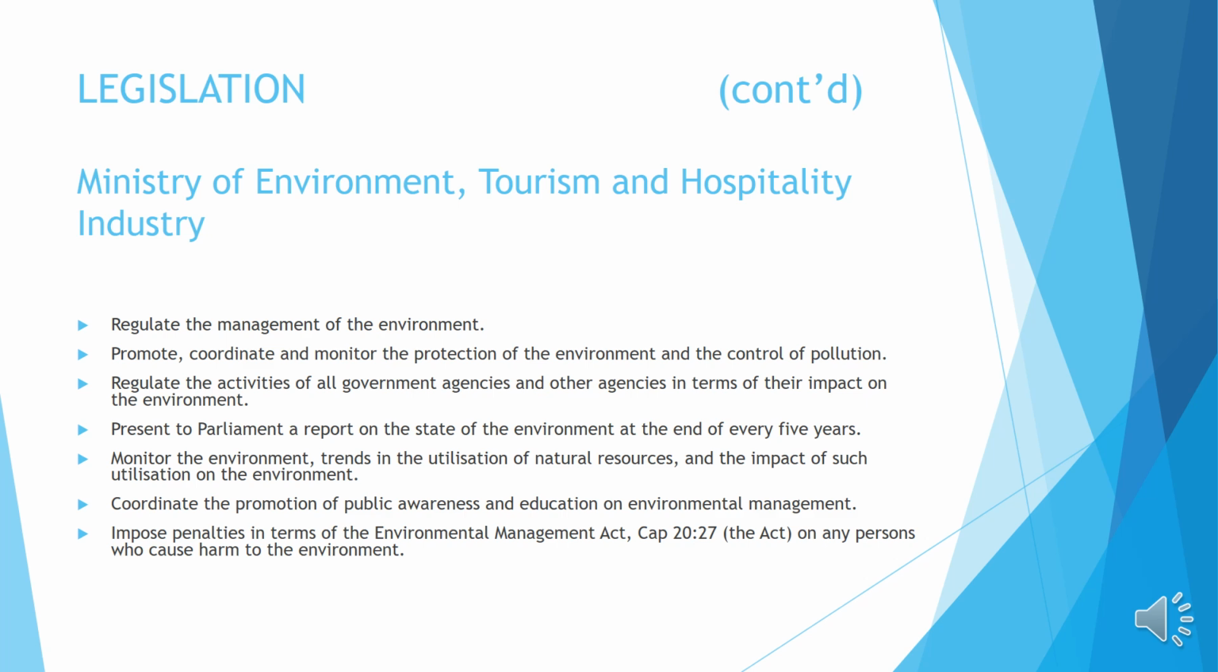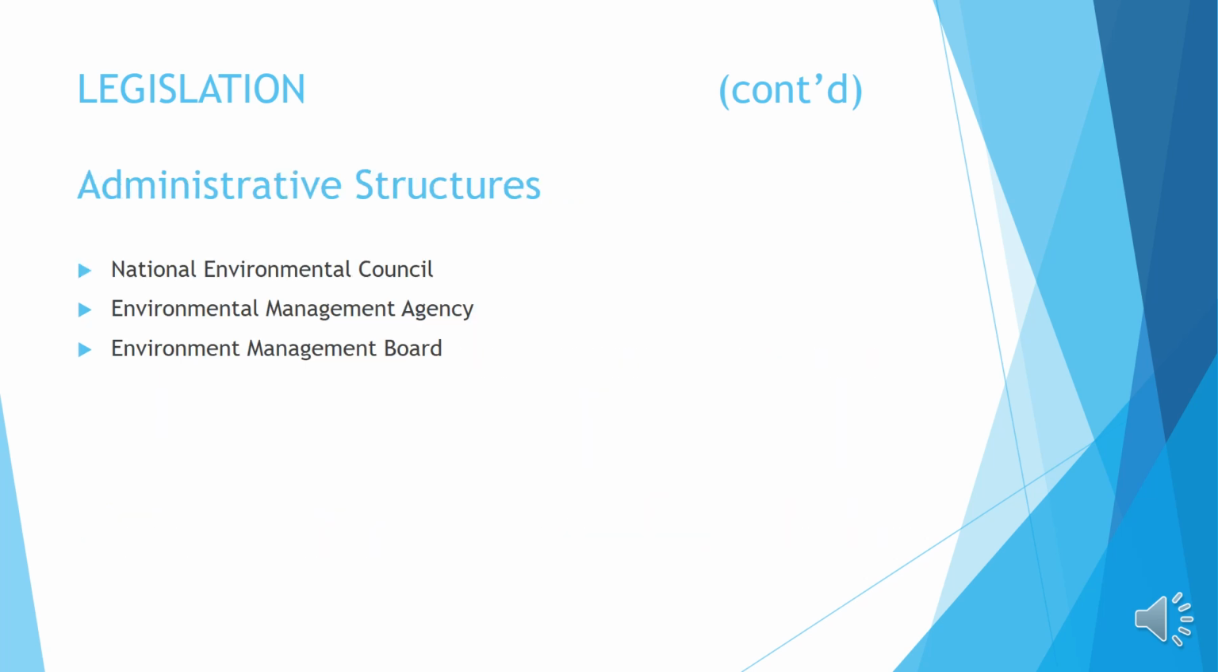It imposes penalties in terms of the Environmental Management Act, Chapter 20, Section 27, which is called the Act, on any persons who cause harm to the environment. Administrative structures: National Environmental Council, Environmental Management Agency, and the Environment Management Board.